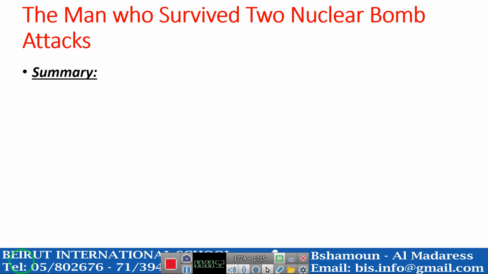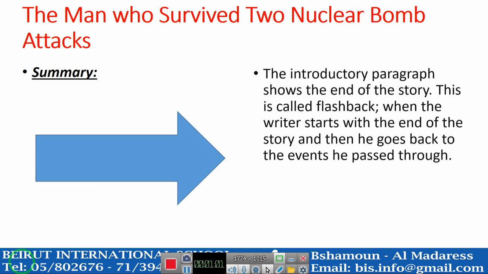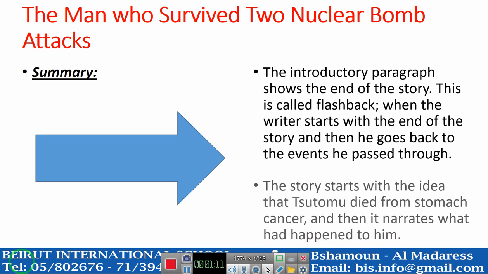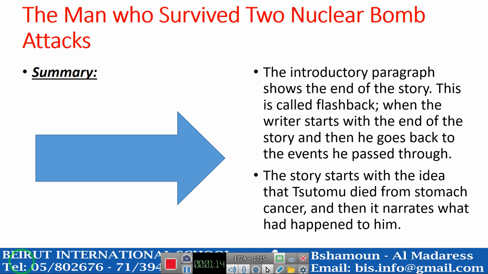I'm going to make a summary of the things that we have already discussed in the previous recording, which are found in the previous paragraphs. First of all, the introductory paragraph shows the end of the story, and as we said, it's a flashback. It's called flashback when the writer starts with the end of the story and then goes back to the events that he passed through. The story starts with the idea that Tsutomu died from stomach cancer, and then it narrates what had happened to him when he passed through 2 nuclear bombs.